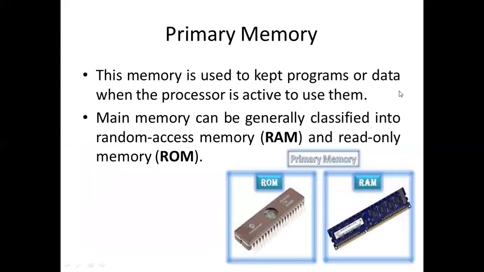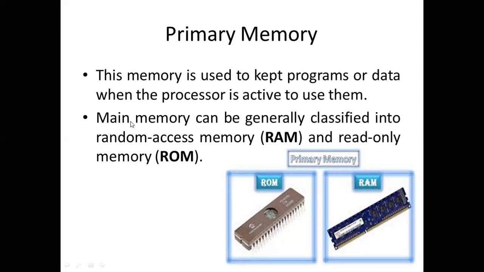Starting with the primary memory. What is primary memory? This memory is used to keep programs or data when the processor is active and using them. Meaning when the processor, the CPU, is active, when the CPU is working, when it is doing some execution, it keeps information in the primary memory.